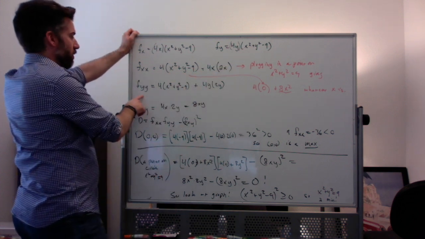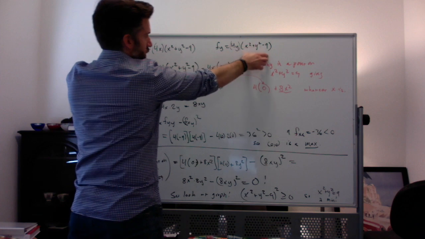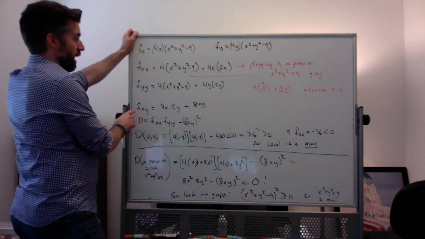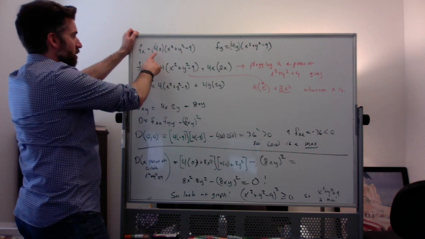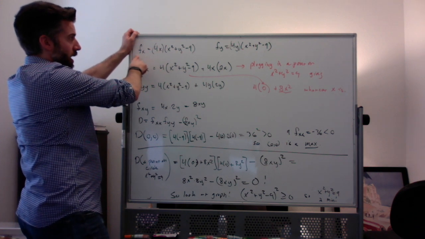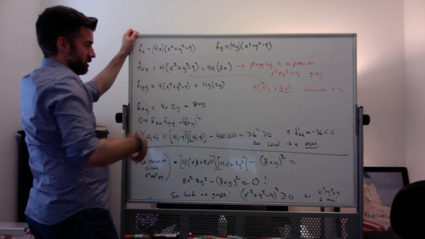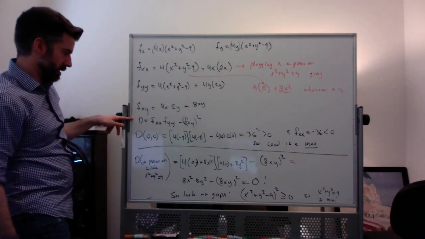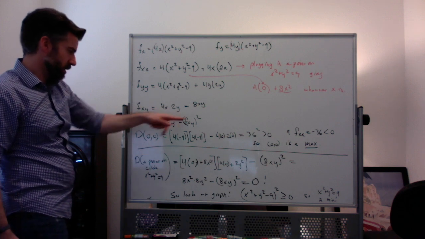In a similar way, fyy is going to be 4 times this stuff plus 4y times the derivative of this, which is 2y. And fxy is going to be, let's see, taking the derivative of this with respect to y, it's going to be 4x times the derivative of that, which is 2y. So you get 8xy. All right, so then your capital D, the determinant of the Hessian, this.